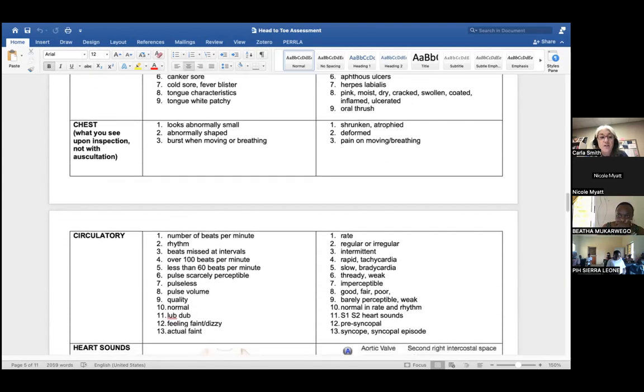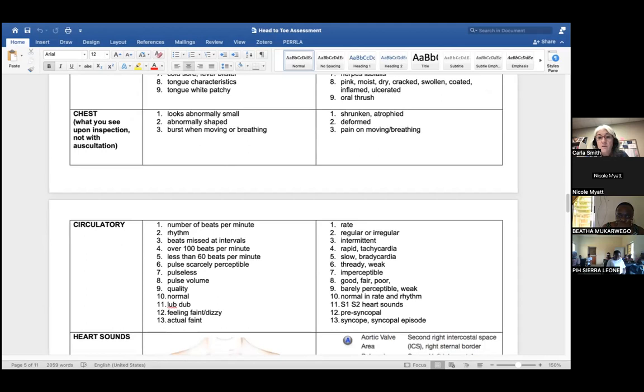When we look at a patient's chest, is it shrunken or atrophied? Is it deformed? Is it symmetrical? Do they have any pain when they move or when they breathe? This is just the visual inspection with your eyes, in addition to the lung sounds that you're going to listen to.